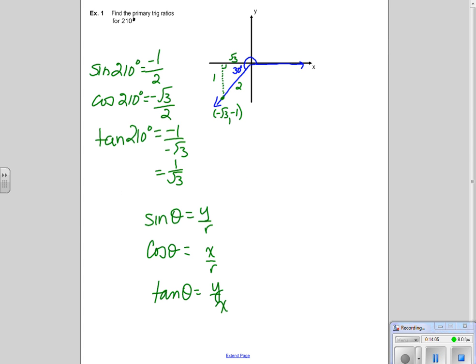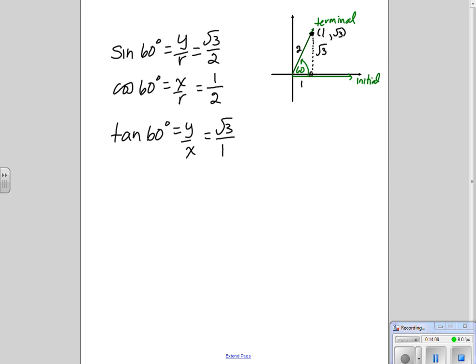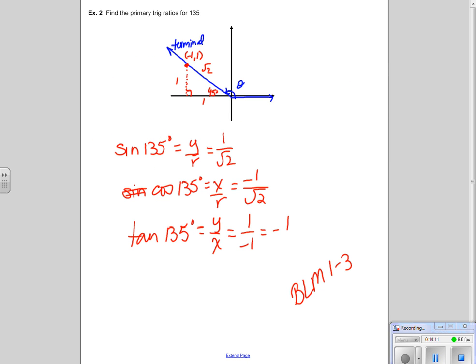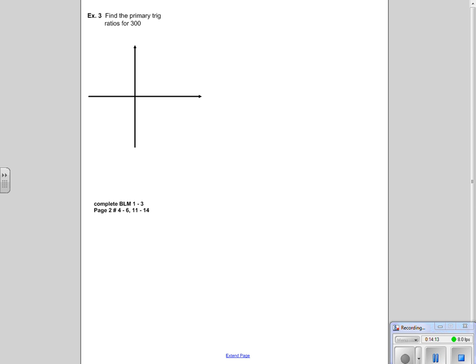210 can also go onto your sheet. We've already got 60. Okay. Let's add to the pile the 3 primary trig ratios for 300 degrees. So I have an angle of rotation of 300 degrees. We have an initial arm here. Angle of rotation is going to be counterclockwise, 180, 270, 300.